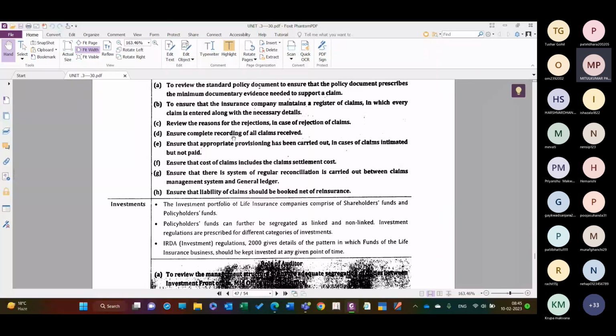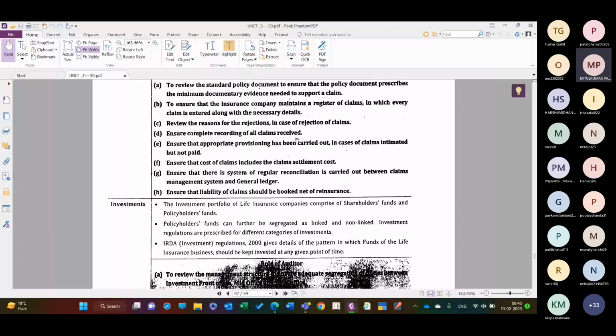Ensure the complete recording of all claims received. जितने भी claim आए, चाहे वो reject करे, चाहे वो payment करे, उनका record रखना पड़ेगा, right? So later on, if there is any inquiry, it can be reviewed why it is so, whether accepted or rejected. Ensure that the appropriate provisioning has been carried out in case of claims intimated but not paid. Intimate हो गया है claim, लेकिन अभी तक आपने payment किया नहीं है, तो उसका भी provisioning करना पड़ेगा.